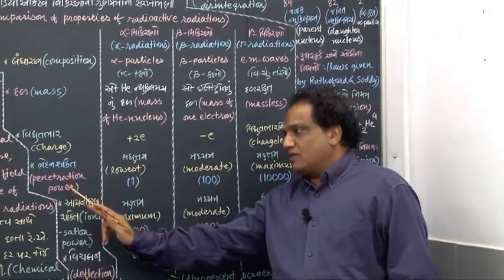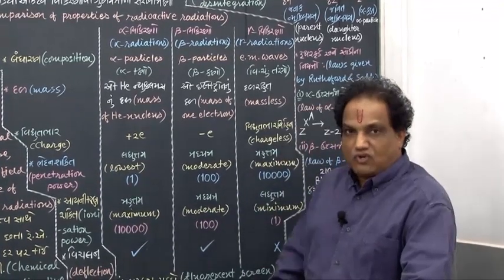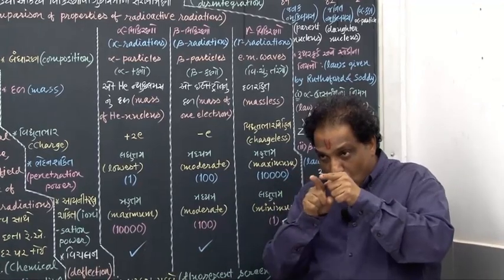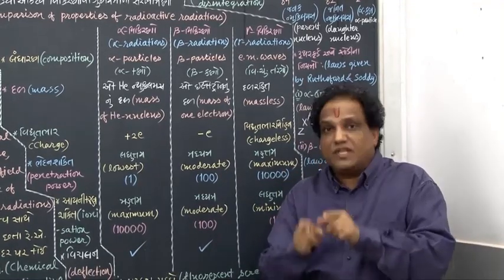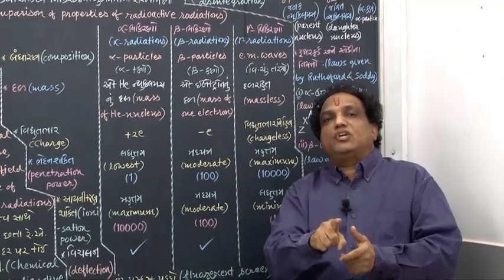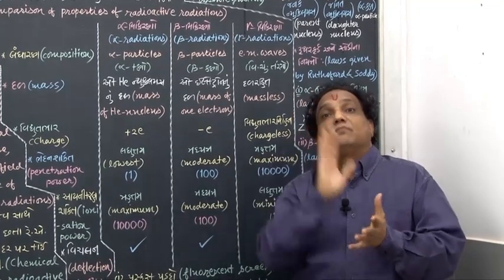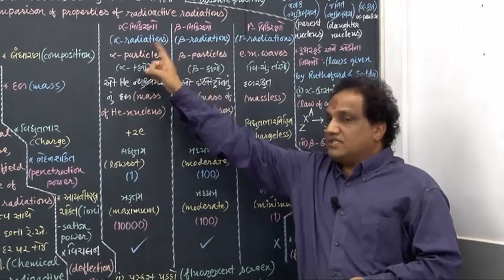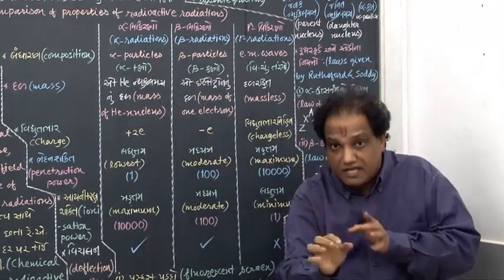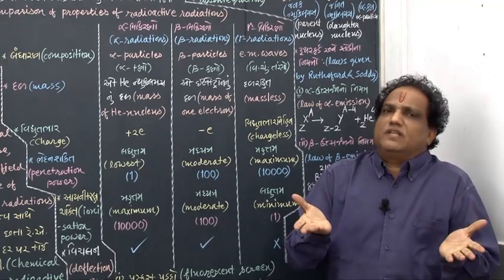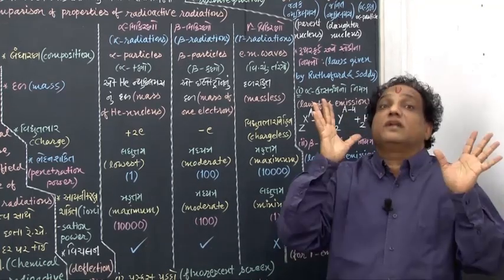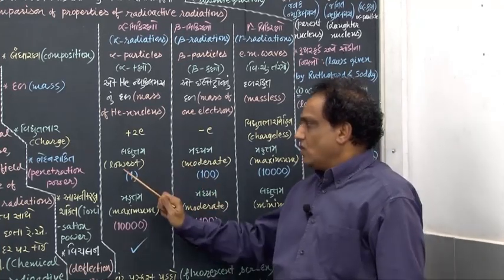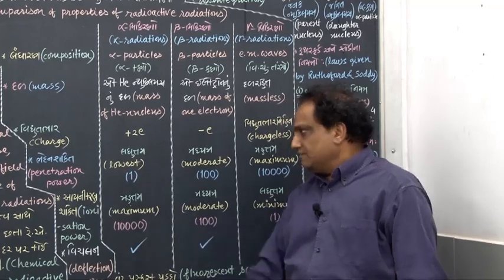What about penetration power? Out of the given radiations, whichever radiation can travel a longer straight distance in a given medium is said to have higher penetration power. Practically we find that alpha radiations travel the shortest distance in a given medium. That is why they have minimum penetration power. That's what I have written here, minimum, or lowest.